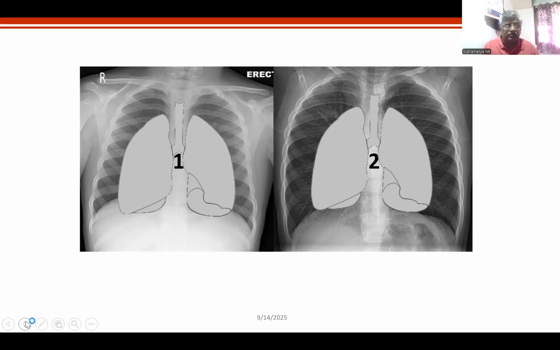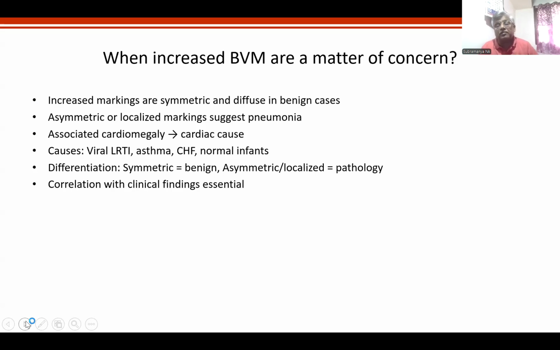Okay, I'll go further. When they are a matter of concern, generally increased markings that are symmetric and diffuse are benign. If it is asymmetric and localized bronchovascular markings, they are the points of concern and could be suggesting pneumonia. If there is associated cardiomegaly, then increased vascular markings can be venous or arterial, increased pulmonary flow, or decreased pulmonary return, which can be because of cardiac causes. Causes therefore can be congestive cardiac failure, viral lower respiratory tract infection, asthma, etc. So a simple way to differentiate is symmetric fine, asymmetric pathology.